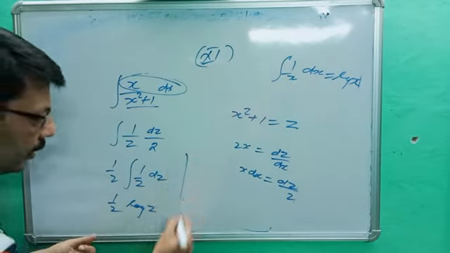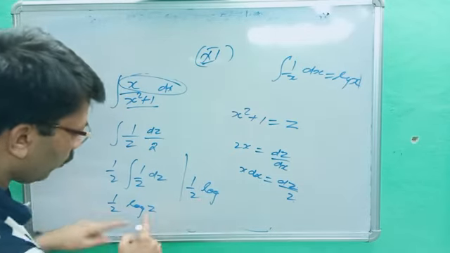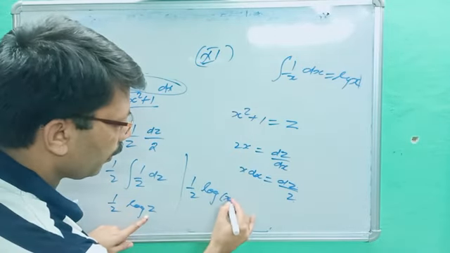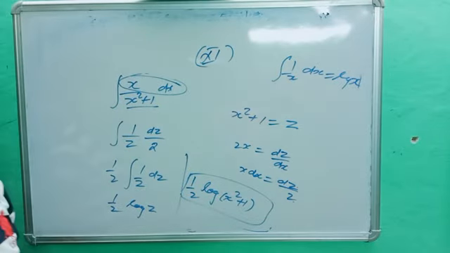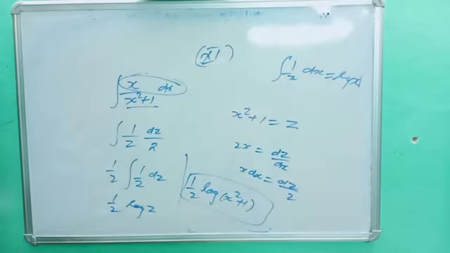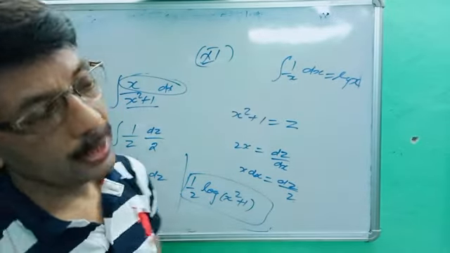And if you want, you can retain the value of z. So it will be 1 upon 2 log of what? The value of z is what? x square plus 1. So this is the answer for you. So this is the integration by substitution method. Are you getting the point? Okay. So this is all about your indefinite integration.